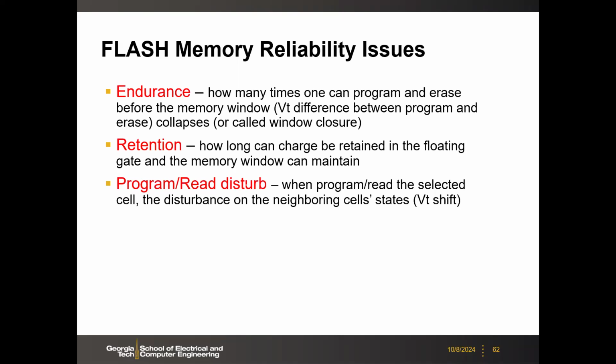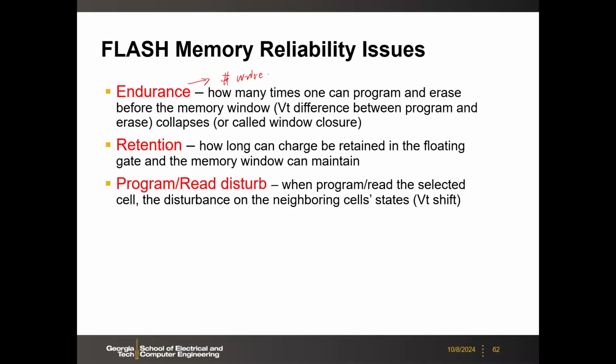So let's define the reliability problems first in the NAND flash, but these will later apply to other non-volatile memories as well. First, endurance. How many cycles can one program and erase before the memory window, that means the VTH window, collapses? Basically, endurance is mostly related to the number of write cycles. You cannot write the cell many, many times. In NAND flash, program and erase is one cycle. You cannot do it many, many times. 1, 0, 0, 1, you cannot switch for a long time.